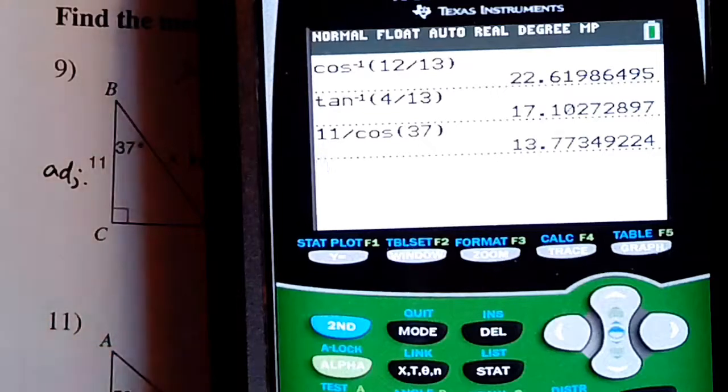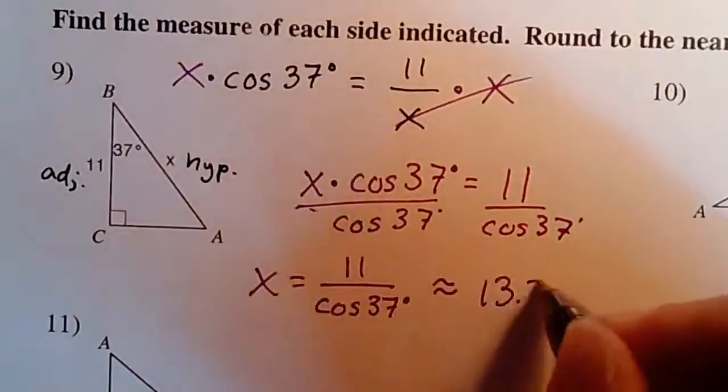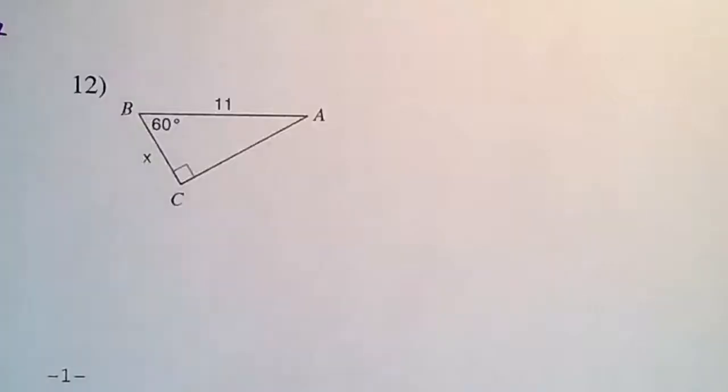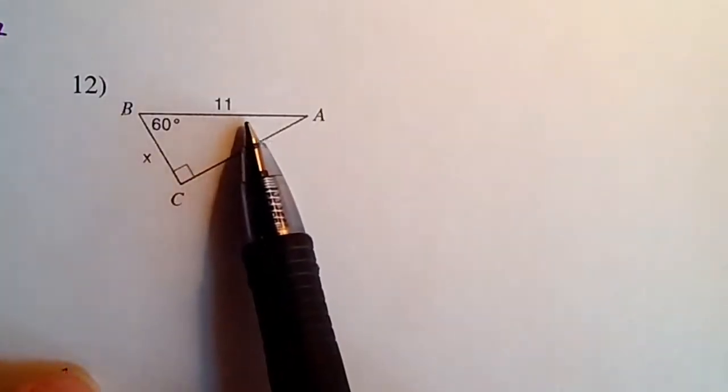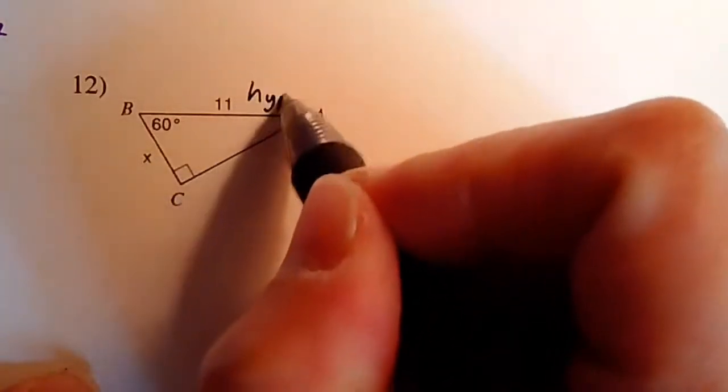And that tells me that the hypotenuse is approximately 13.77. Okay, so that's about 13.77 units long. All right, so for this next one, we're going to, once again, solve for a missing side length. So I've got the hypotenuse, it's across from the 90 degree. The hypotenuse is the side that's 11.